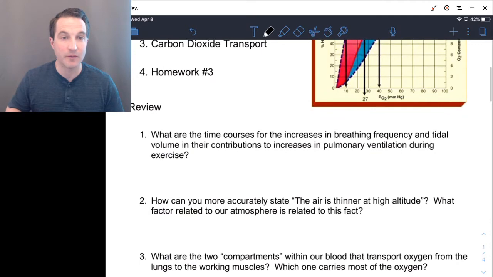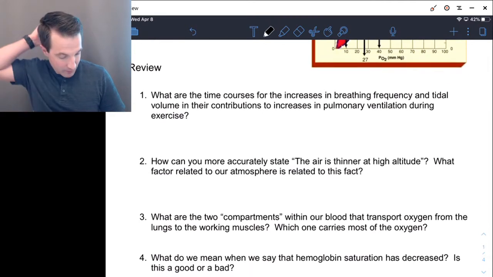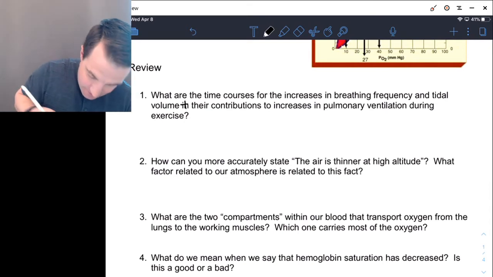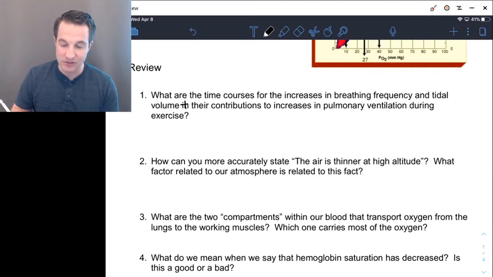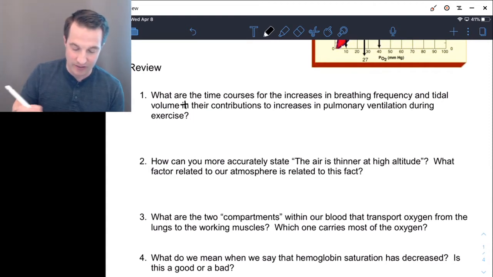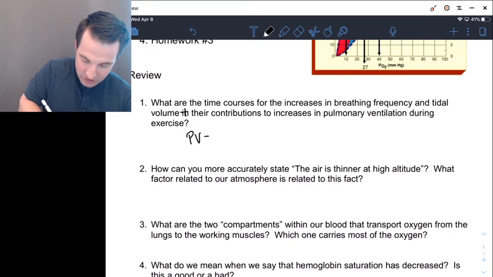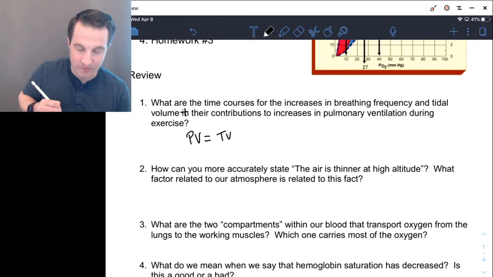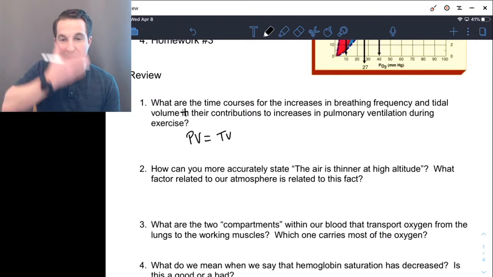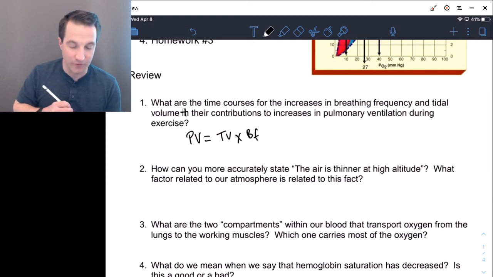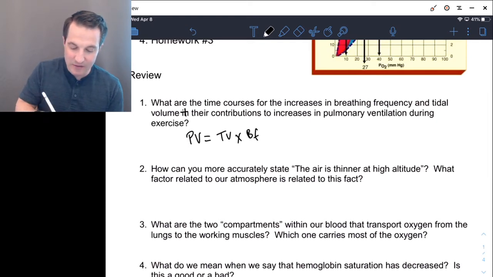Let's do a quick review of what we covered in the last lecture. Number 1, what are the time courses for increases in breathing frequency and tidal volume and their contributions to increases in pulmonary ventilation during exercise? Let's start with the beginning here. Our pulmonary ventilation equals our tidal volume, the amount of air that's moving past your mouth per breath, times your breathing frequency. That's what we have to know first. And the question there is, how do each of these change when you start exercising?